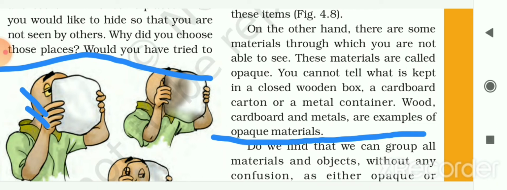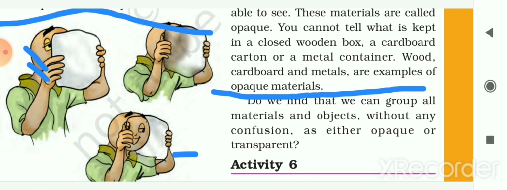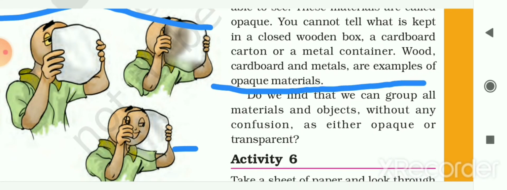Then a cardboard carton, a chest or trunk, or a metal container. These are all opaque objects. Metal, wood and cardboard are opaque materials. So wood, cardboard and metals are examples of opaque materials. The objects through which we can see are known as transparent materials, and the objects or materials through which we cannot see are known as opaque materials.